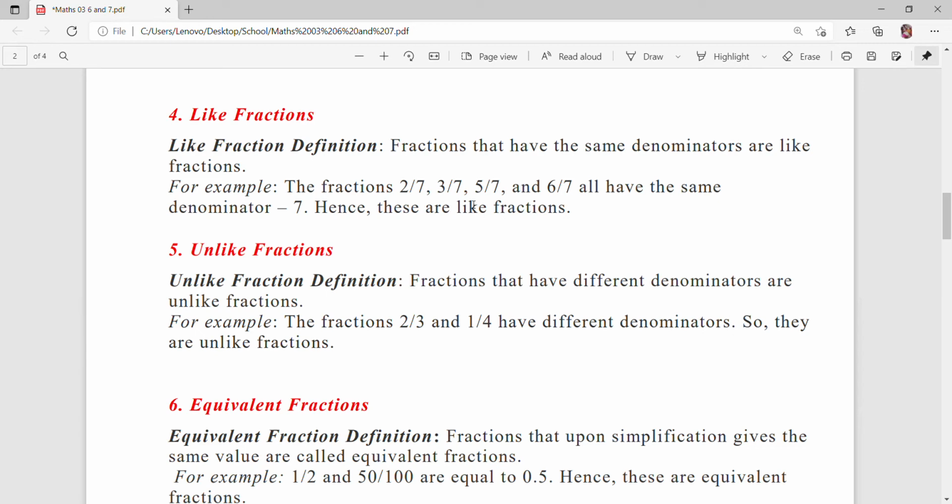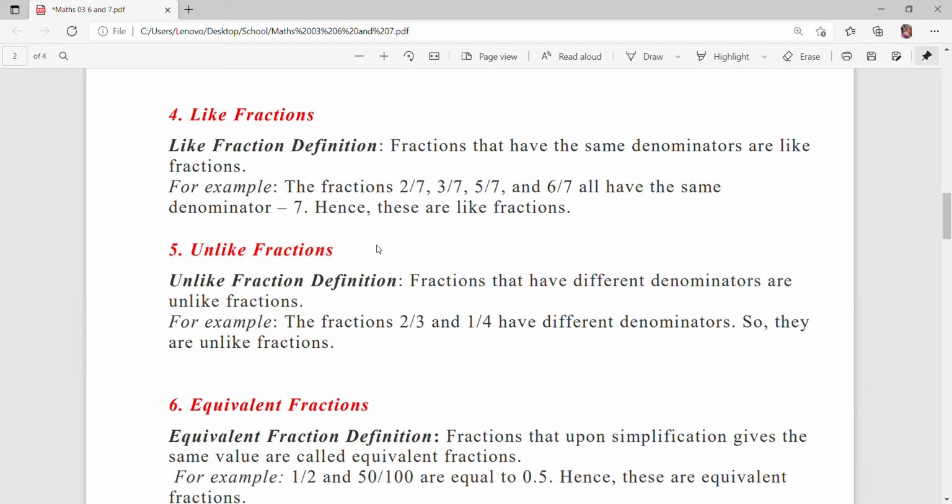Here the denominator of 2 by 7 is 7, of 3 by 7 is 7, of 5 by 7 is 7, and of 6 by 7 is 7. So these fractions come under like fractions. Did you understand? Fractions that have the same denominator are known as like fractions.